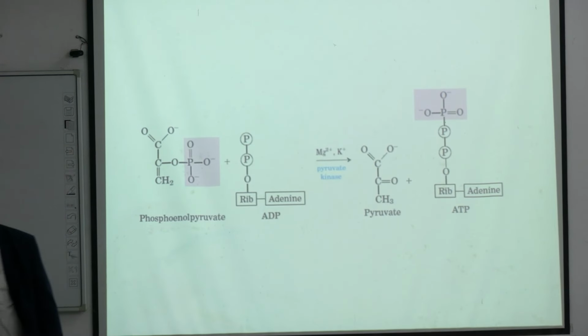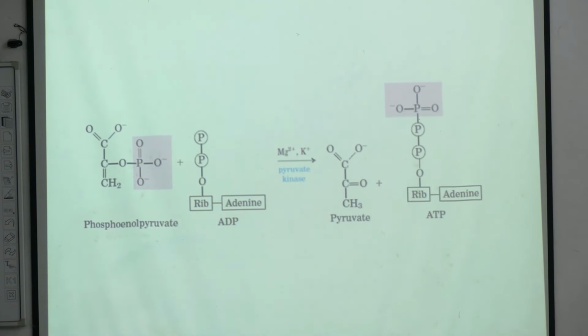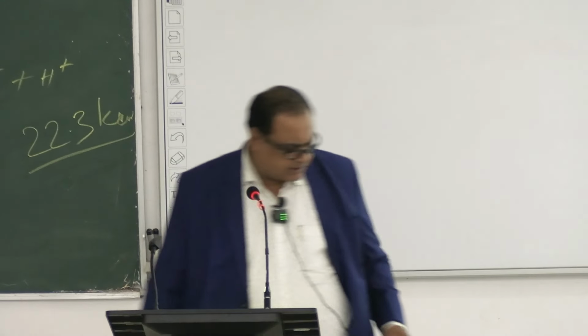Last step, step number 10. This is an irreversible step catalyzed by pyruvate kinase. This particular enzyme requires, in addition to magnesium, potassium. Okay, this is the difference. It converts phosphoenolpyruvate to plain pyruvate and one molecule of ATP. So this is the second substrate level phosphorylation step. Fine.